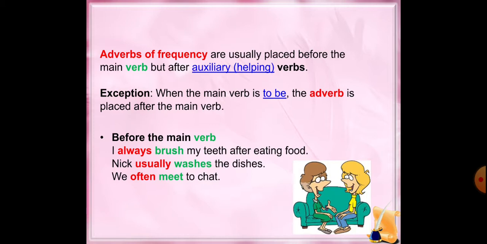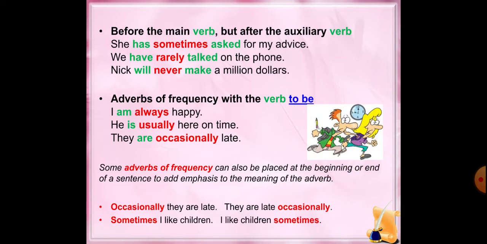Before the main verb: I always brush my teeth after eating food. Nick usually washes the dishes. We often meet to chat. Before the main verb, but after the auxiliary verb: She has sometimes asked for my advice. We have rarely talked on the phone. Nick will never make $1 million.